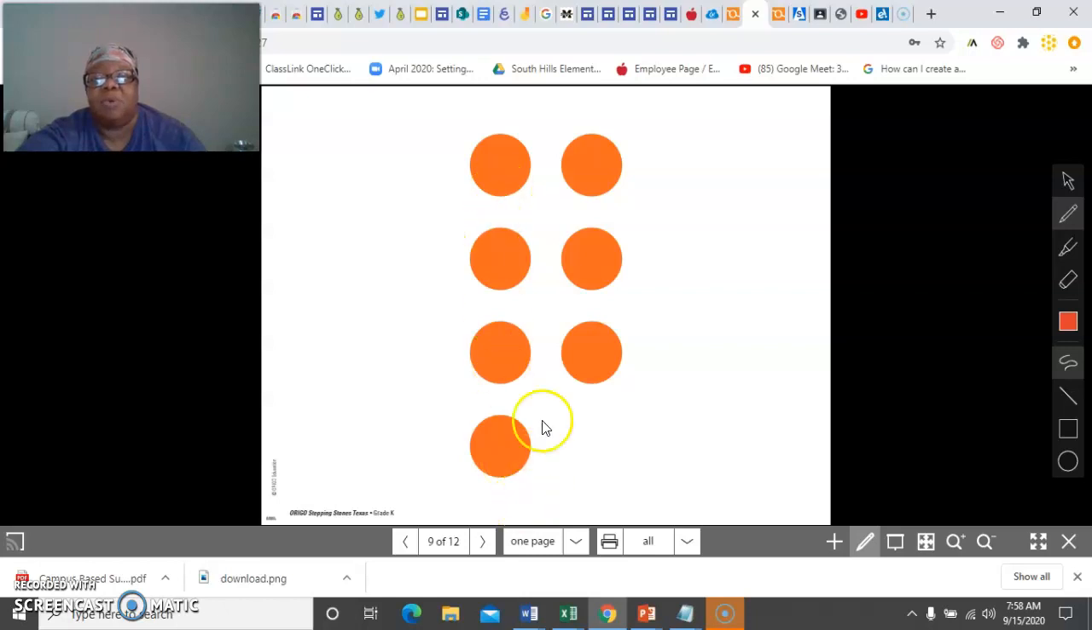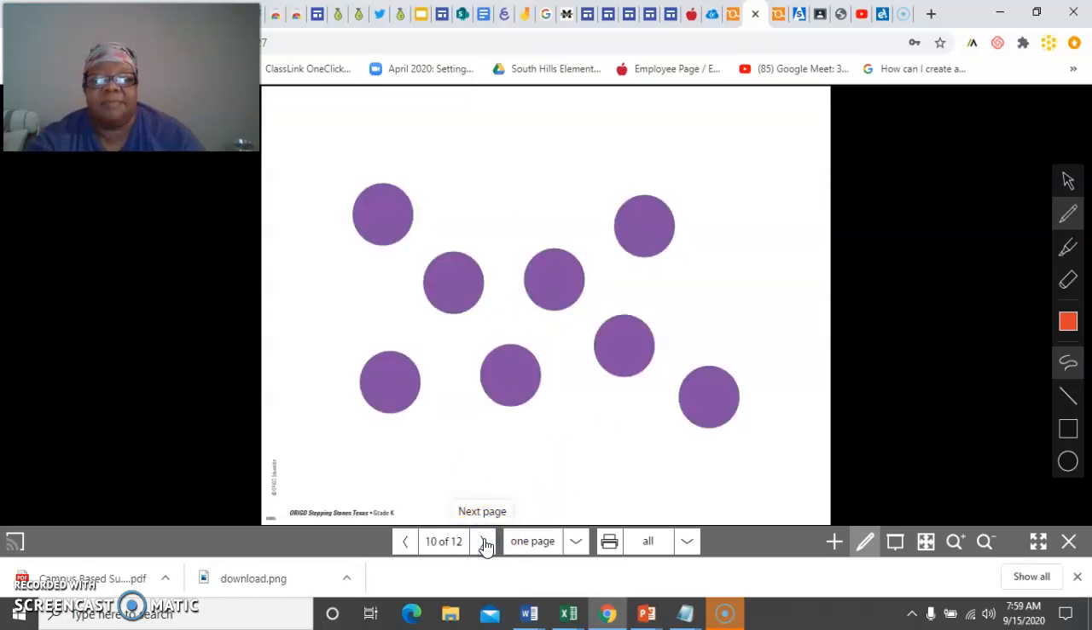You might see 4, 5, 6, 7. Or remember, if you have to count one at a time, 1, 2, 3, 4, 5, 6, 7. If we went this way, 1, 2, 3, 4, 5, 6, 7, it's still 7. And then we have our groups again. You may see 2 groups, 1, 2, 3, 4, 1, 2, 3, 4.